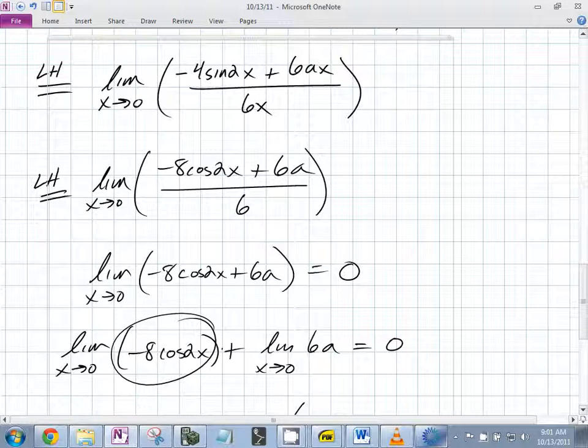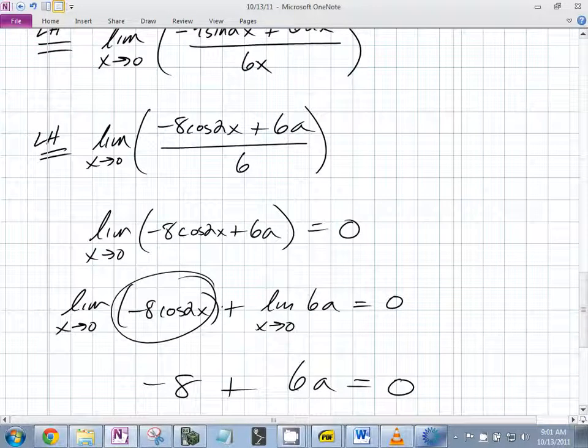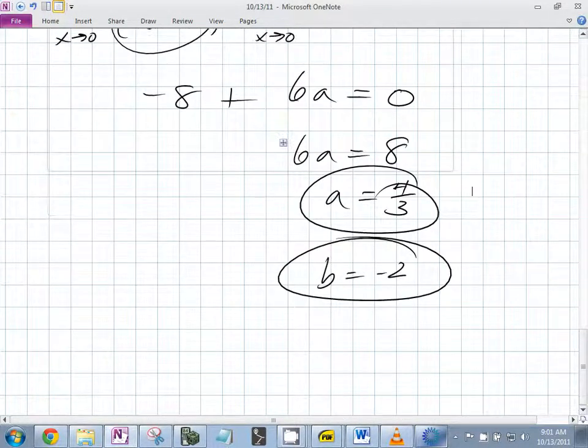There's a constant in the denominator. The denominator is a constant. It's not 0 or infinity. It's not an indeterminate form. So we ask ourselves, how do we make the numerator equal to 0? And it's when a is equal to 4/3.